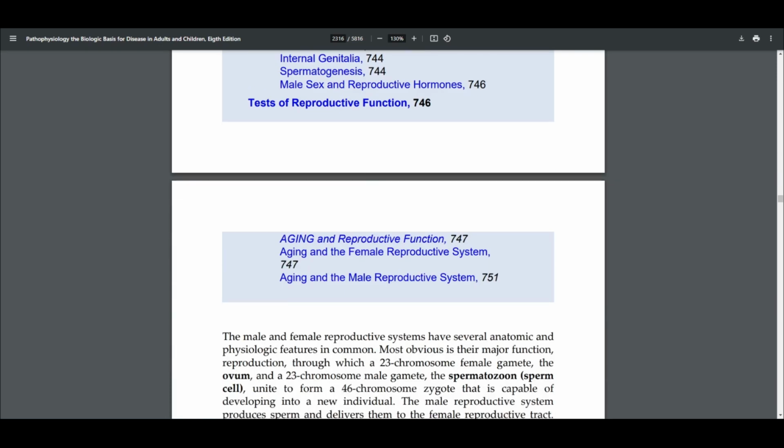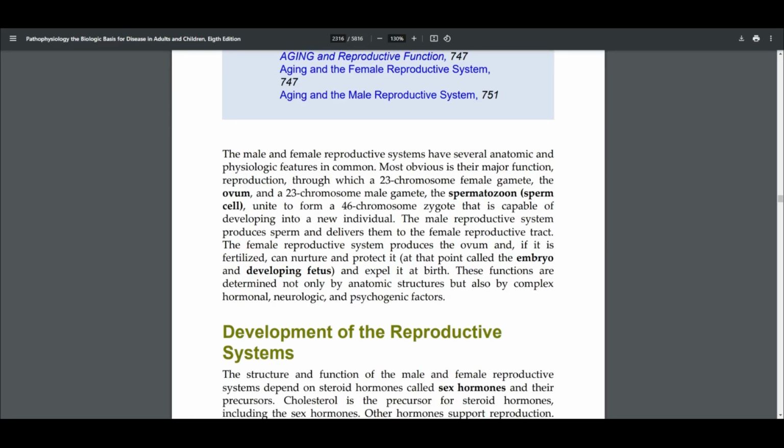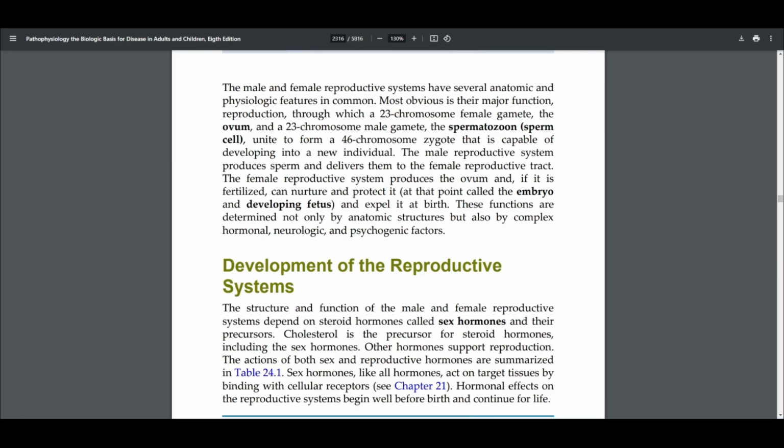We'll jump right in. The male and female reproductive systems have several anatomic and physiologic features in common. Most obvious is their major function, reproduction, through which the 23-chromosome female gamete, the ovum, and the 23-chromosome male gamete, the spermatozoon, unite to form a 46-chromosome zygote that is capable of developing into a new individual.